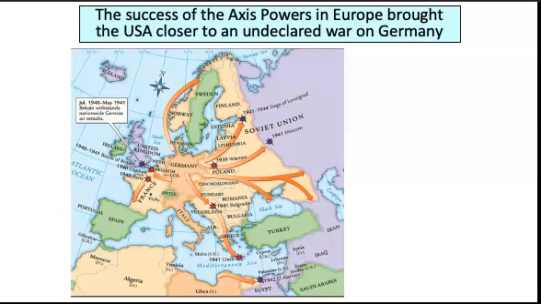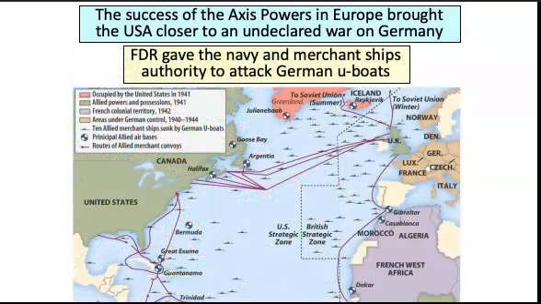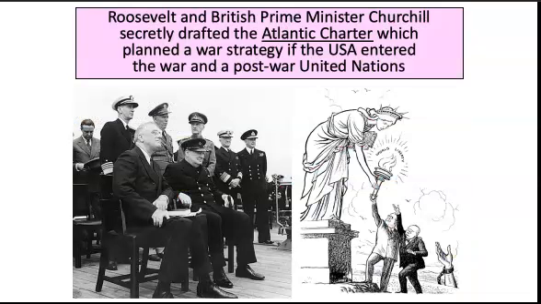Now, the success of the Axis powers in Europe brought the USA closer to an undeclared war against Germany. FDR had given the Navy and merchant ships authority to attack German U-boats with a proclamation called the Shoot on Sight. In addition to this, with the United States actively aiding Britain, Roosevelt knew that the United States might soon enter the war. He arranged for a secret meeting in August with British Prime Minister Winston Churchill aboard a ship off the coast of Newfoundland.